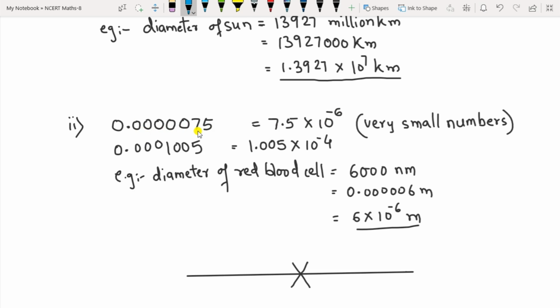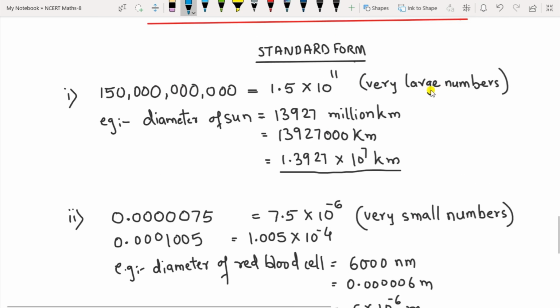7 is the first significant figure for this number, so after 7 you have to put the decimal. So it becomes 7.5 into 10 raised to minus 6. You don't have to worry that you are going to the right side. So why do we put the minus sign here? Because when you put the decimal in this number, you are moving it to the left side, so it is minus here. Such numbers are called very small numbers, and those carry the negative sign in the power. And such numbers are called very large numbers, those carrying the positive sign in the power.